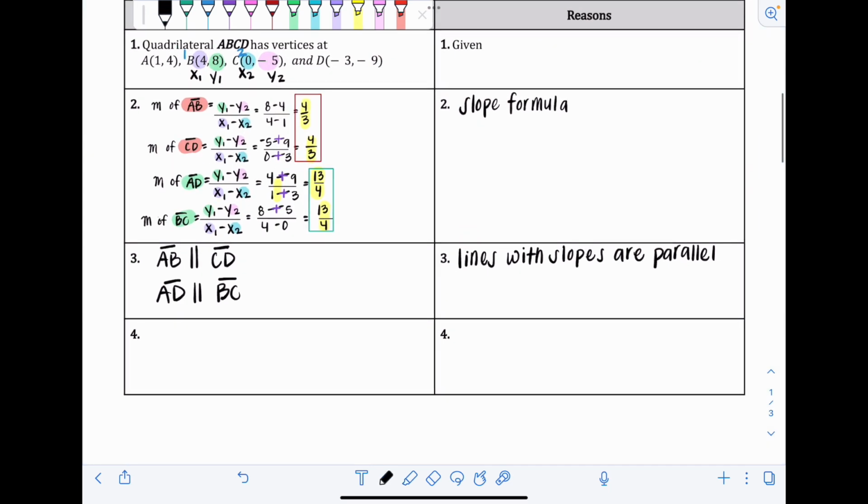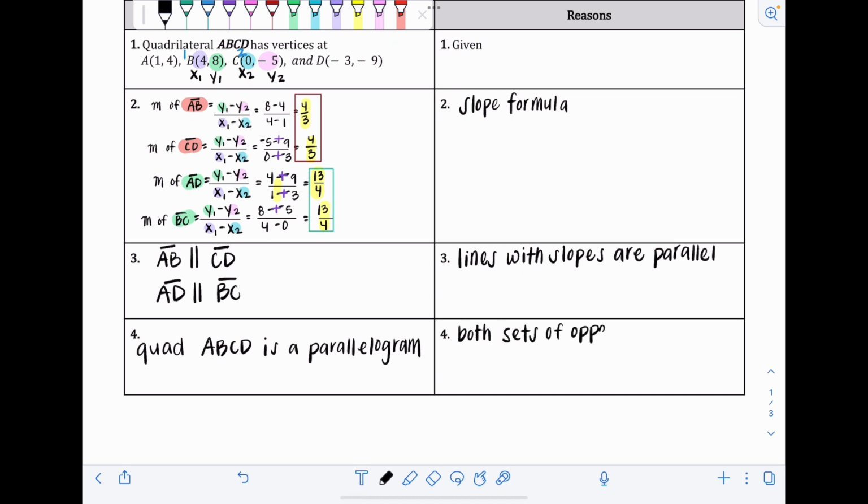So we would say for 4, quadrilateral, I'm just going to shorten it to quad, quadrilateral ABCD is a parallelogram. And then for our reason, we can say that both sets of opposite sides are parallel.